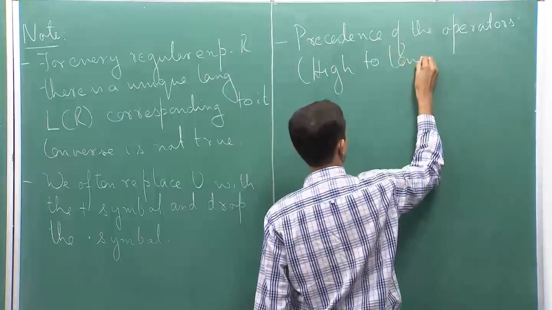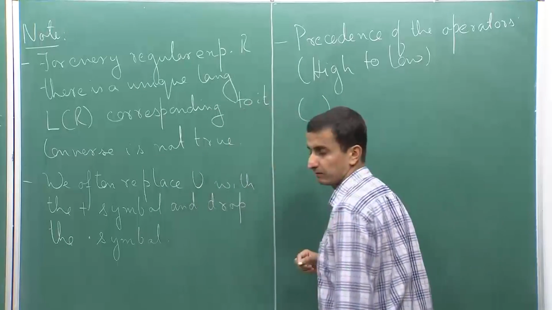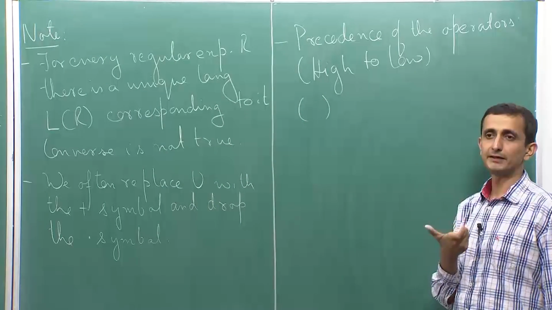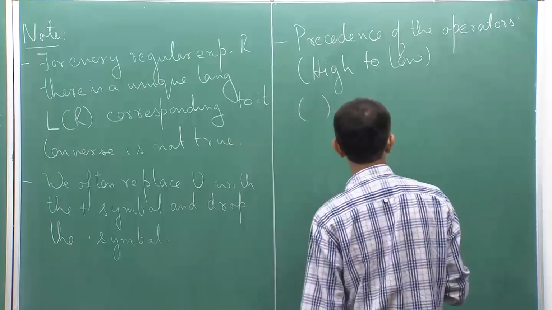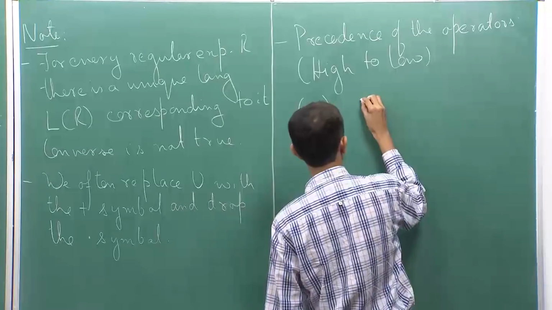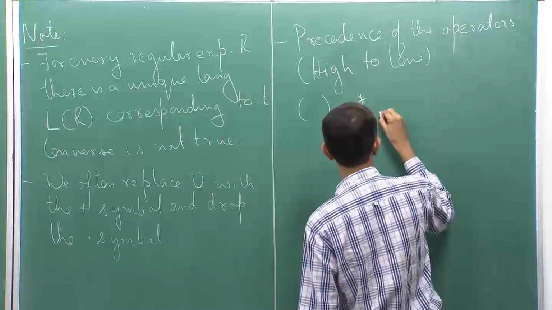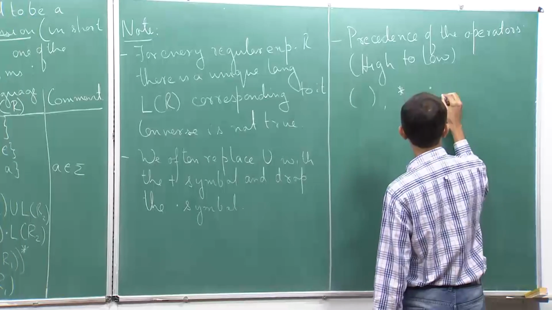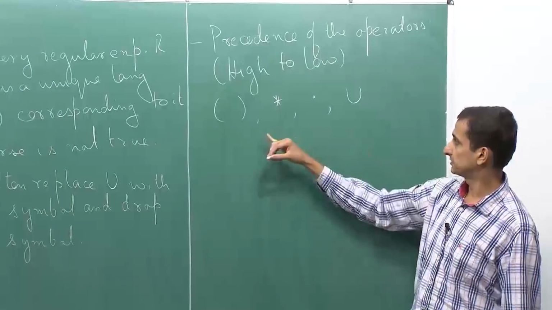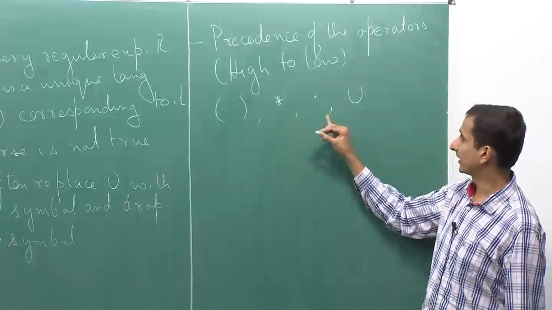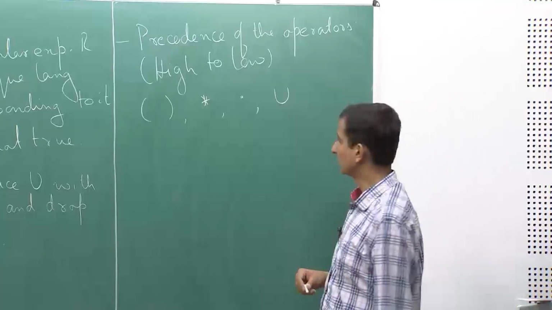is as follows. So, first we have the bracket operator. Whenever we have something in brackets, that needs to get executed first. Then we have the star operator, the star symbol. Then we have dot, and finally we have the union. Okay. So, star, bracket, star, concatenation and then union. Okay.